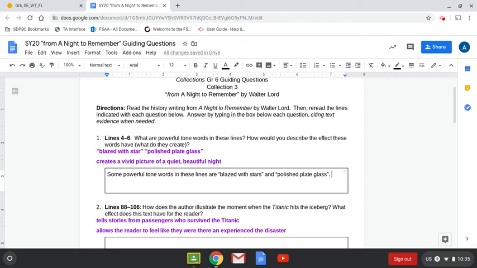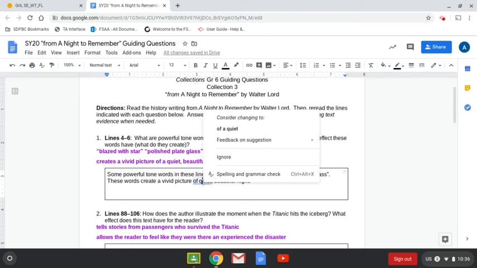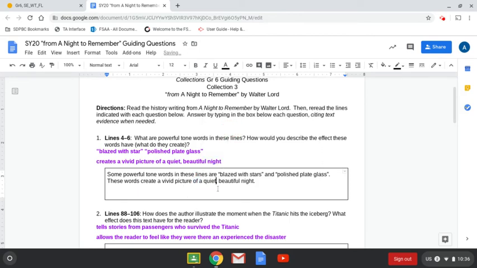So I might say, these words create a vivid picture of a quiet, beautiful night. Boom. Now, let's see. Oh, I forgot "of a quiet." So these words create a vivid picture of a quiet, beautiful night. Now I've taken this and I've turned it into complete sentences using words from my question. All right, that one wasn't so bad.